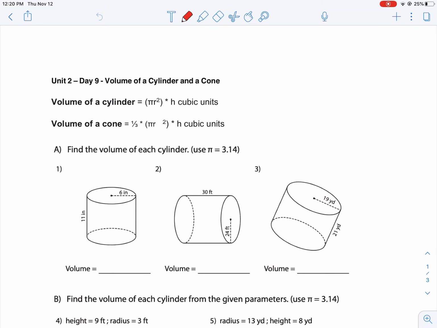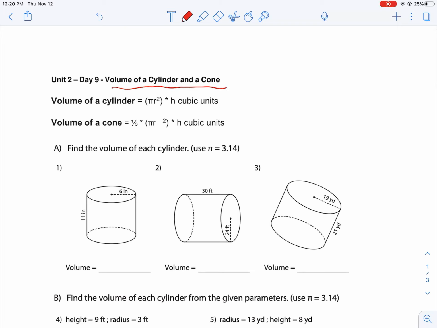Hello everybody, this is Unit 2, Day 9. We are finding the volume of a cylinder and a cone. The reason why I put these two together is because their bases are basically the same. Pun intended. All right, so I'll get there. Right now let's talk about the formula.